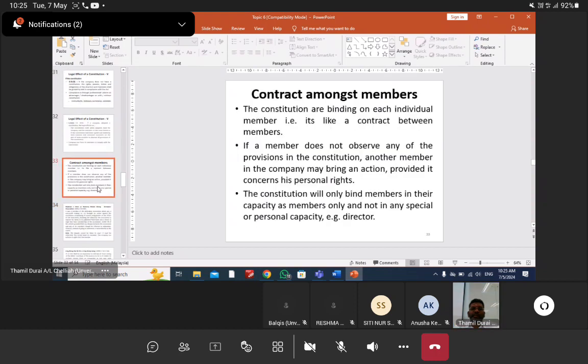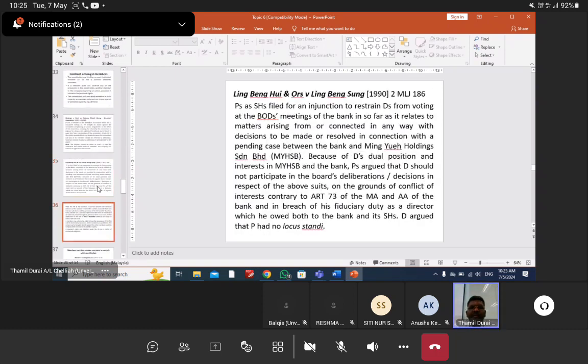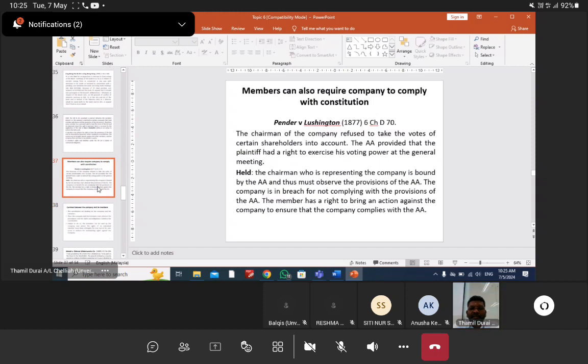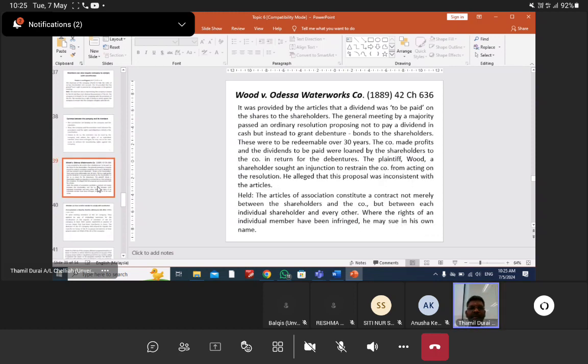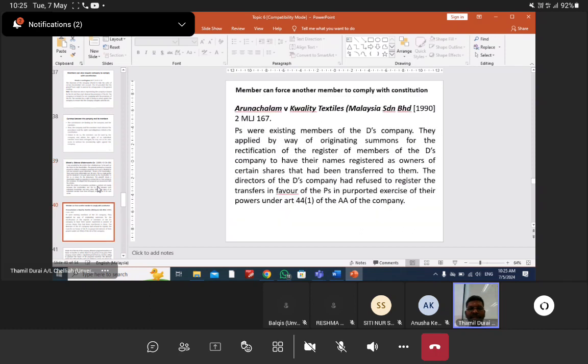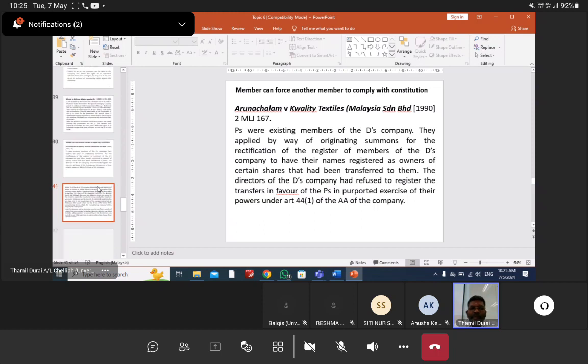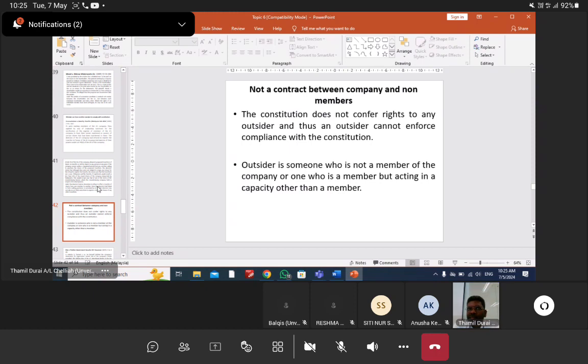Okay, so it's a contract among member and the company, right? So your discussion on that, and members can require the company to comply with the constitution in their position as a member and the company. Case Pender v Lushington, contract between company and its member. The case for that is Wood v Odessa Company. A member can force another member to comply with the constitution, but it's not a contract between company and non-members.